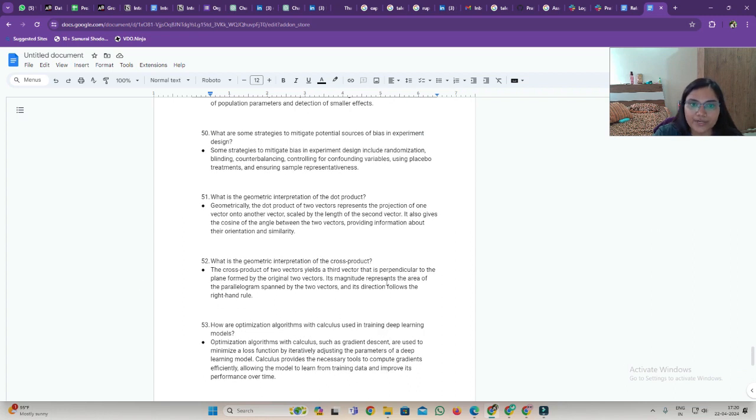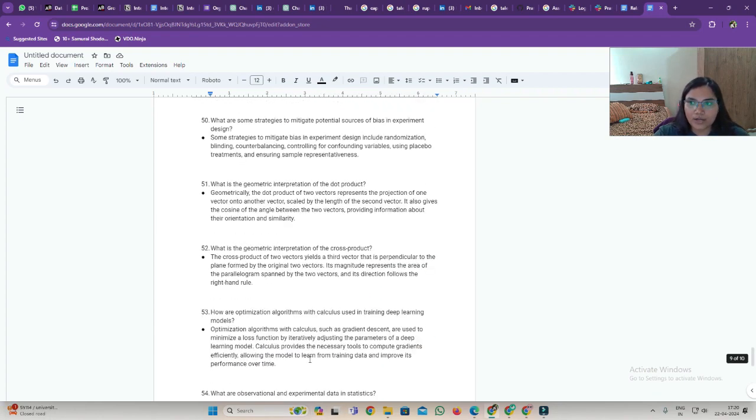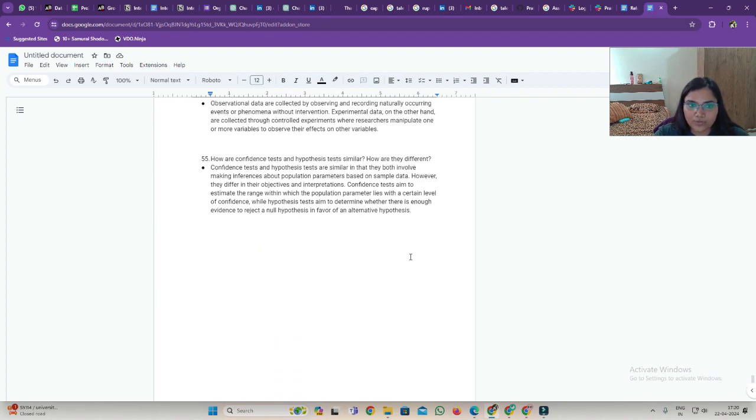And what is the geometric interpretation of the dot product? Geometrically, the dot product of two vectors represents the projection of one vector onto another vector, scaled by the length of the second vector. It also gives the cosine of the angle between two vectors, providing information about their orientation and similarity. So that's all about the explanation.